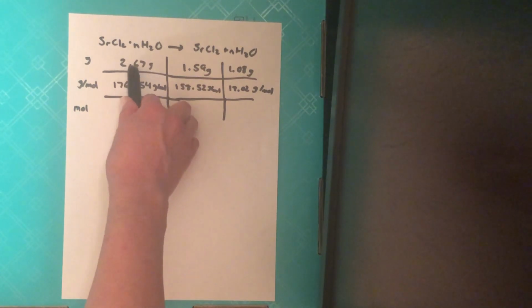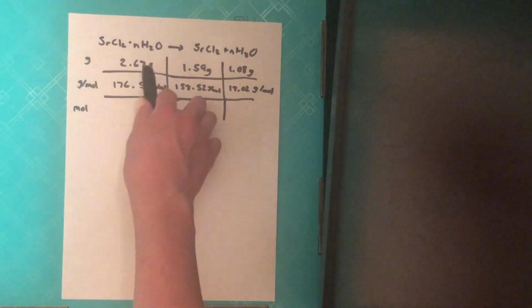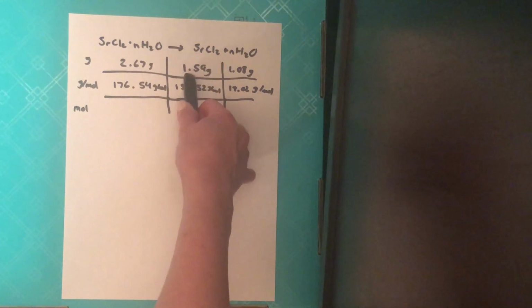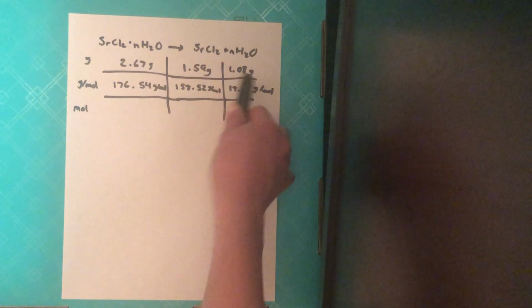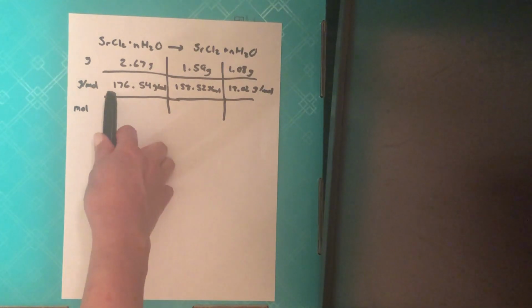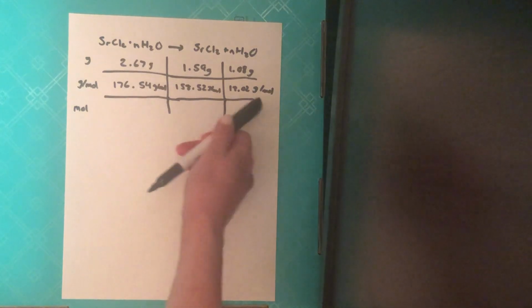So we're going to pretend that we ran this experiment, in that our original hydrated strontium chloride product was 2.67 grams. And then after the reaction runs and it's broken down, the strontium chloride is 1.59 grams, and the water is 1.08 grams. And so first we're going to calculate the molar mass of each of these components.